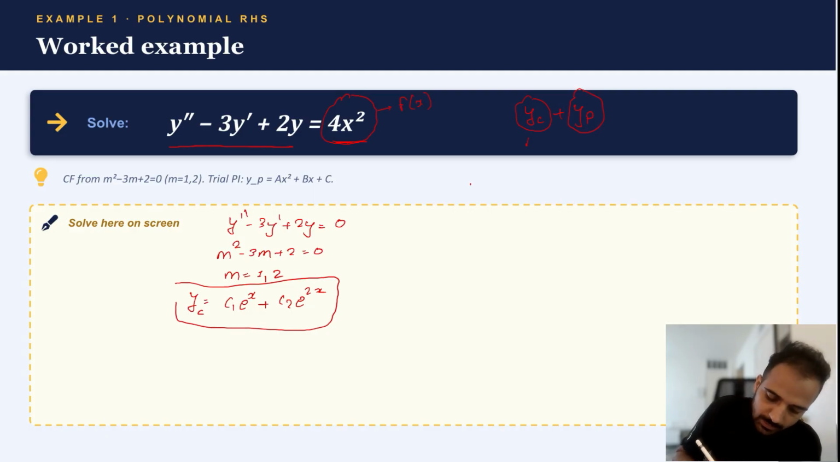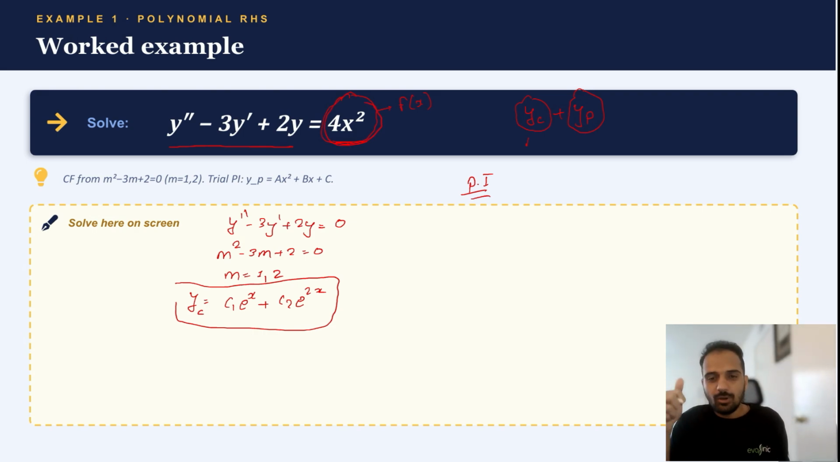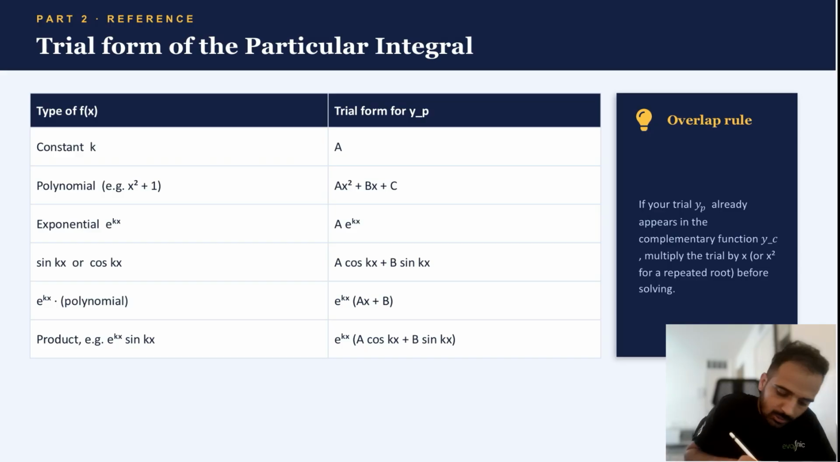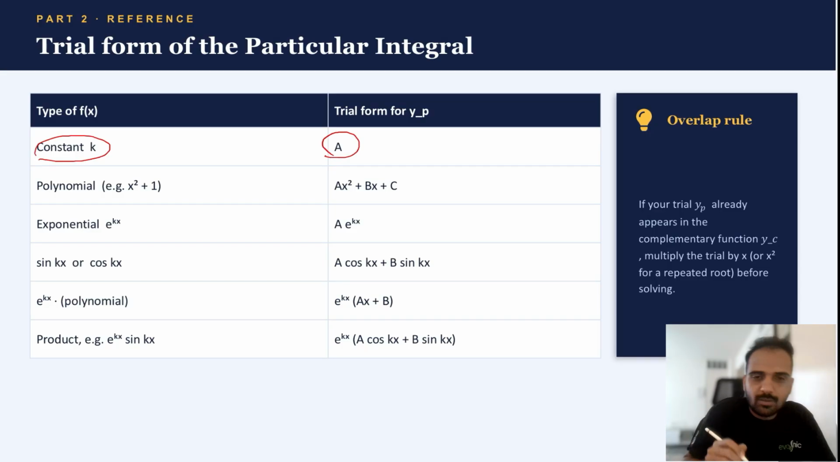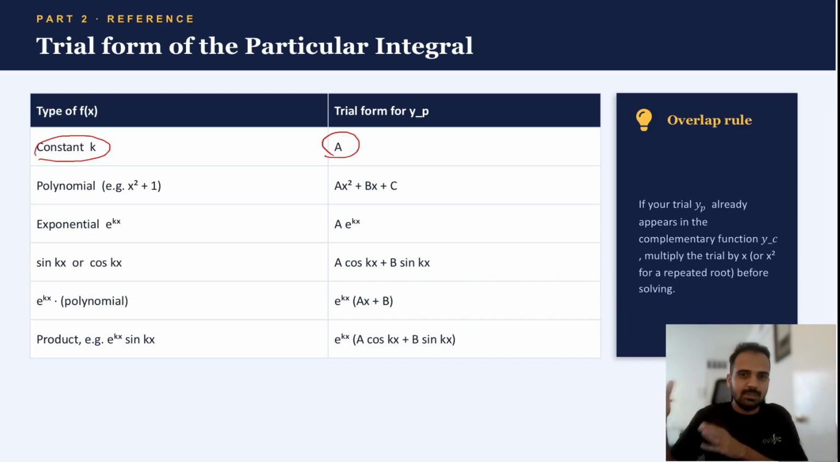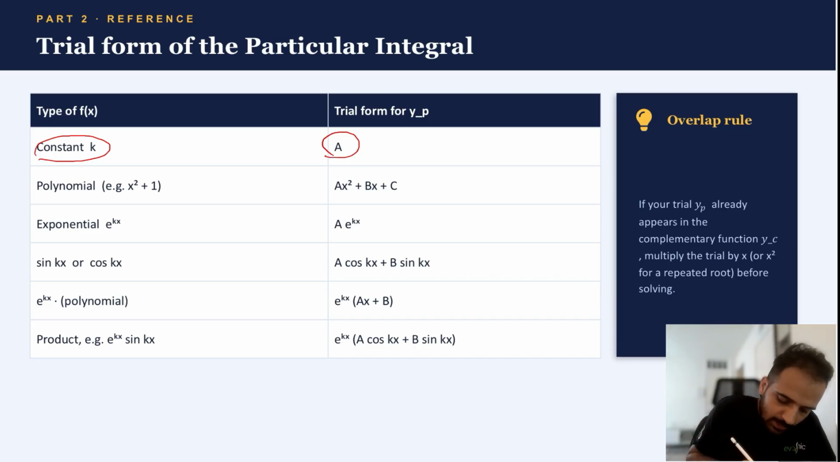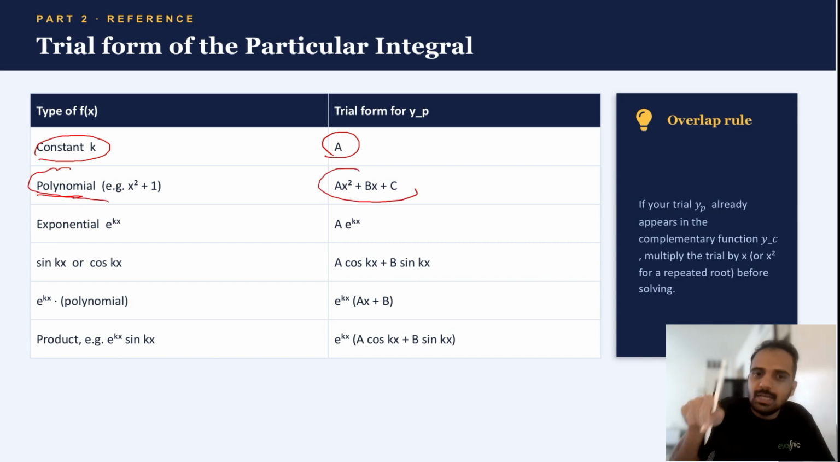Now to get the particular integral, just look at your forcing term. You have the forcing term 4x squared, and on the basis of this forcing term you will consider your trial solution. So now let's go back to this table. If your forcing term is just a constant, then your trial form for yp will be a constant A, and you will find this A on the basis of the equation. If your function f(x) is a polynomial of any degree, then your trial solution will also be a polynomial of that particular degree.